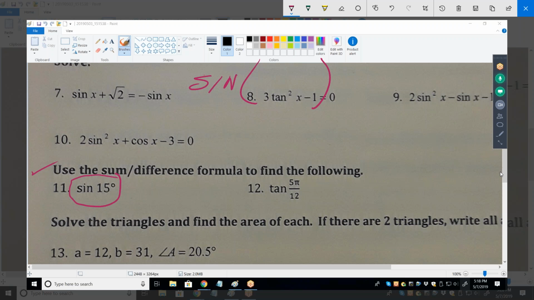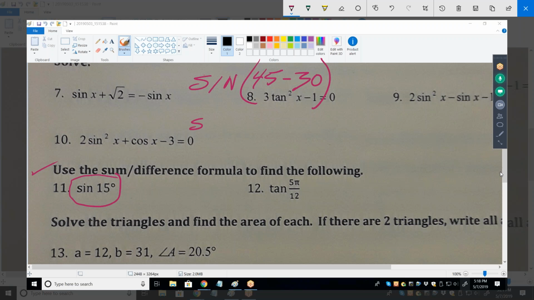What two common angles? Your common angles are 30, 45, 60, 90, 0, and so forth. So find two of them that either add to 15 or subtract to 15. Well, 45 and 30. Okay, but it's got to be subtraction. Yeah, well, that's equal to 15. That's all we need.